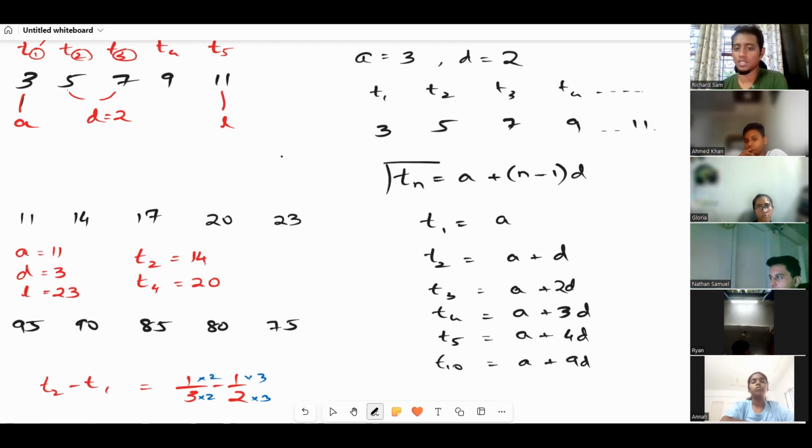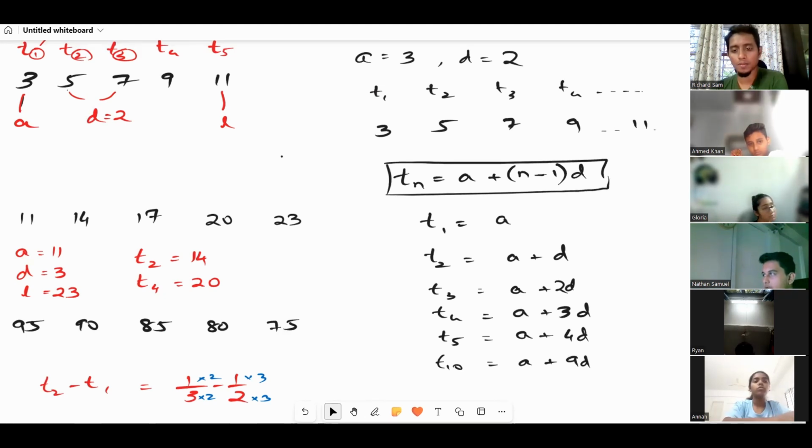Is everyone clear with this? How we got this equation? This is the first formula of this chapter. If n is 10, then you have to put A plus 10 minus 1. That's 9d, right? Okay. Clear, everyone? If n is 20, so T20 will be what? A plus 19d.